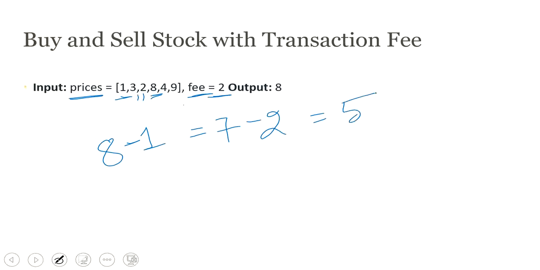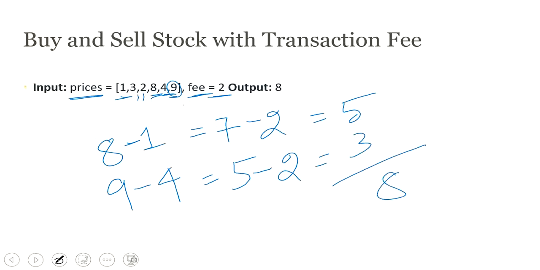So again we are buying our stock at day 5, which is going to be 4, and we are selling that stock on the last day, and the price is 9, so the profit is going to be 5, and we have to pay a transaction fee which is minus 2, and we are going to get 3. So the overall profit we got is 8, which is the highest profit we can get from this array, and we are returning that.